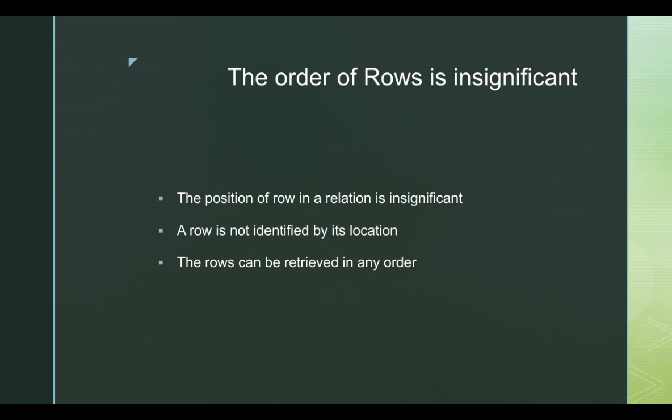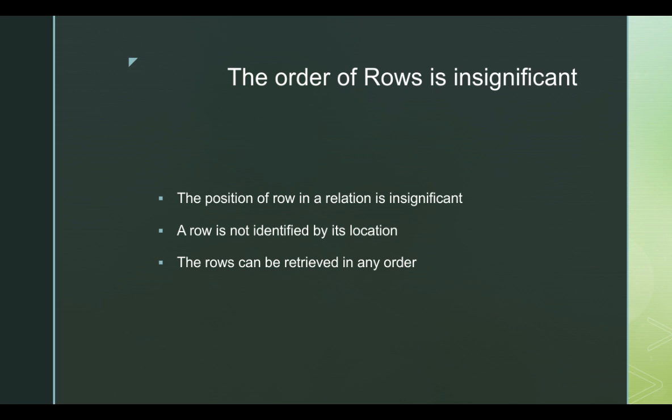Our second property of the relation is that the order of the rows is insignificant. The position of the row in the relation is insignificant. It means a row is not identified by its location in the relation. The rows can be retrieved in any order.